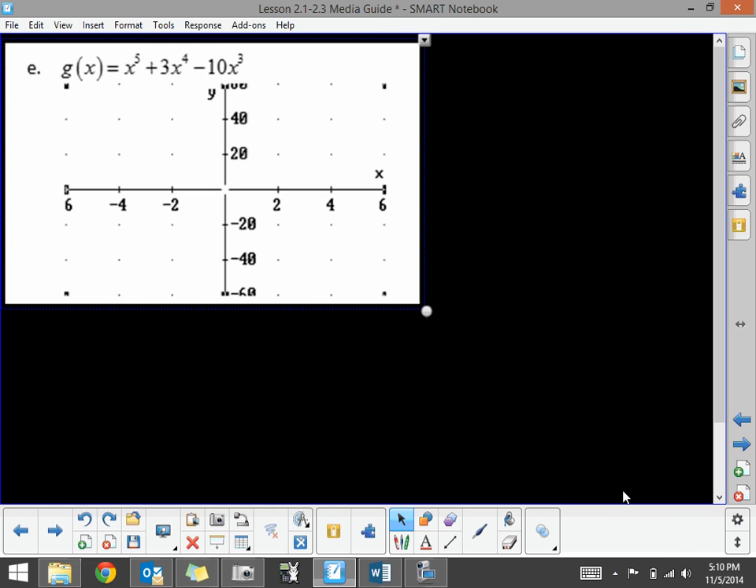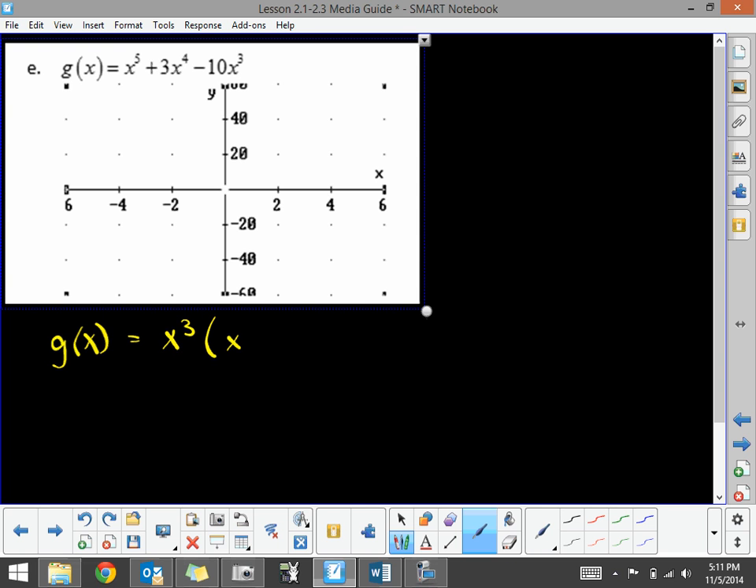The difference in part E is that I did not give it to you in factored form. I gave you this polynomial in standard form. So in order to get a picture of this g of x, what we want to do is see if we can factor it into a factored form, because once we have the factored form, we can get a pretty quick sketch of these. So what factors out is an x cubed.